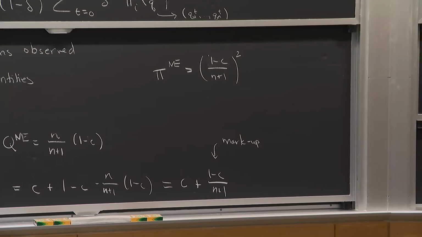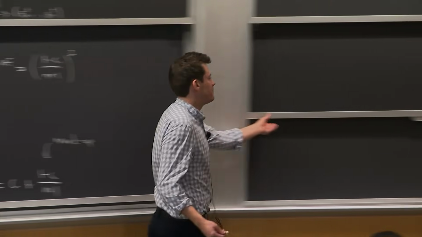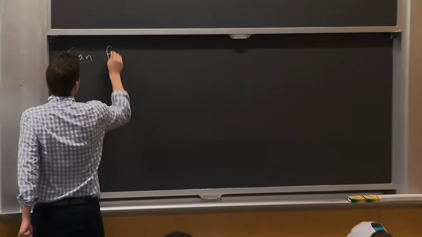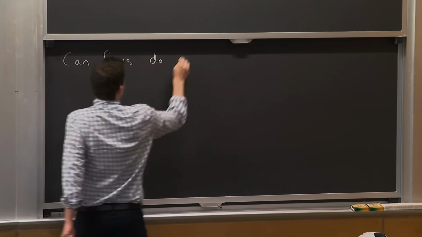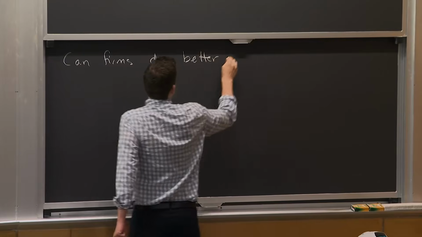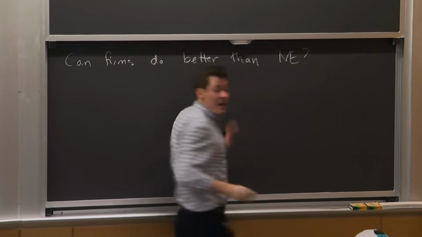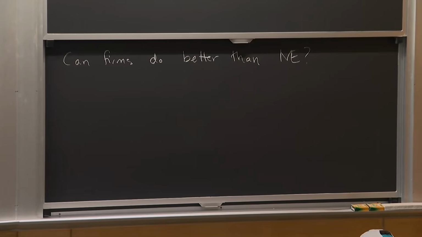Now the question is, how could they do better in the stage game? So I'll ask, can firms do better than the Nash equilibrium? This may not be a Nash equilibrium, but I'm just saying, is there another way they could produce to do better than the Nash equilibrium? Suppose the firms wanted to make the sum of all their profits as high as possible. What would they do?